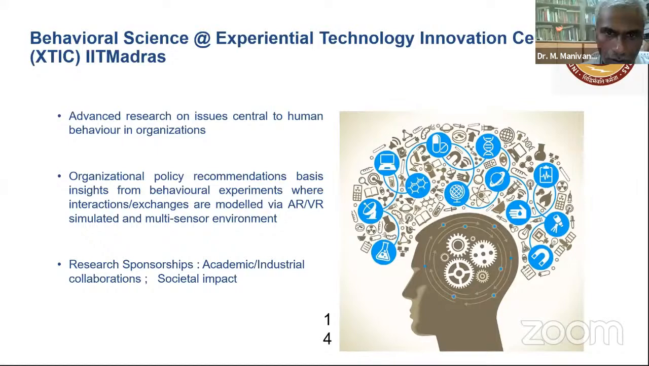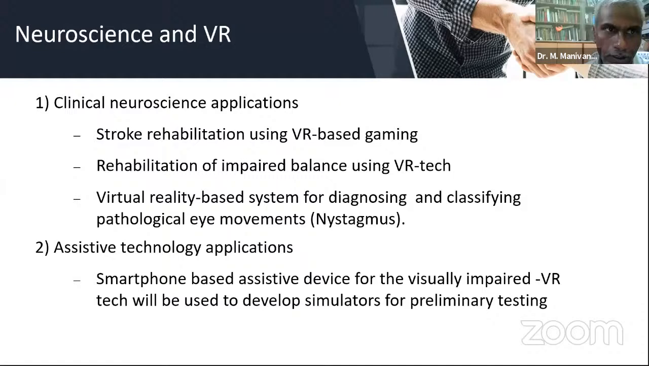Now let me go to the next slide on neuroscience and virtual reality. Professor Srinivas Chakravarti is working in these areas. He wants to use clinical neuroscience, specifically for applications in the rehabilitation of diseases, say stroke rehabilitation and other motor or cognitive impairments. He also has a lot of interest in assistive technologies, very simple technologies, not very complicated or costly ones, because if the system is very costly, it is not affordable to most of the people who are in need. So he wants to develop very cost-effective, affordable technologies using the latest technologies in his research area.